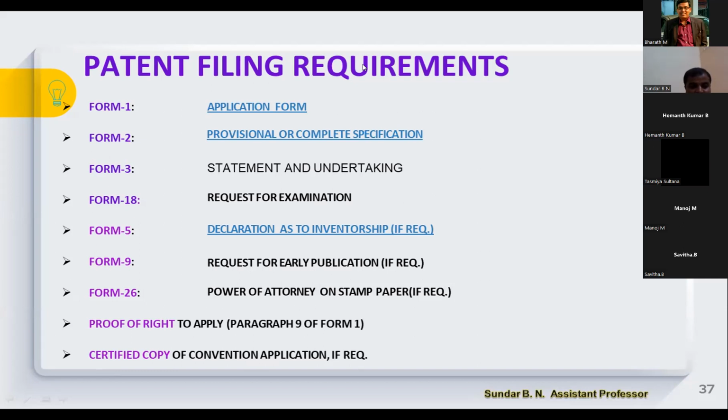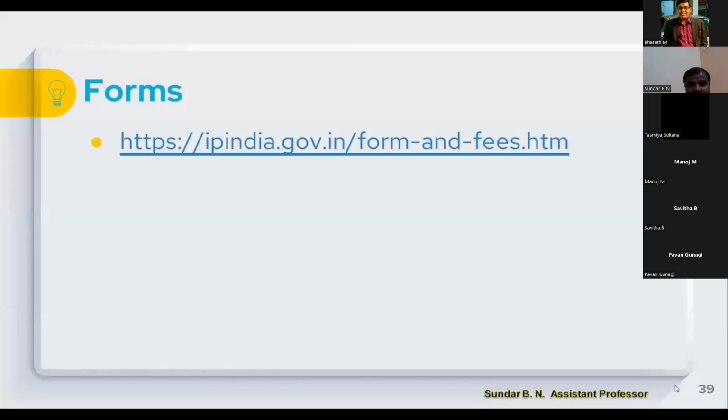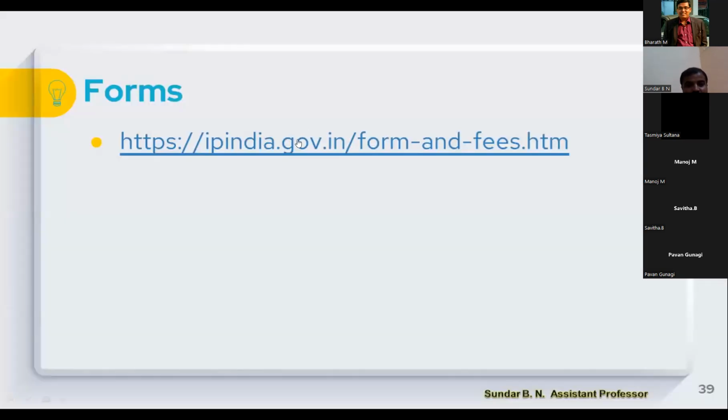Along with that, proof of right to apply you have to give in paragraph 9 of Form 1 only. Then a certified copy of the convention application. As I told you, different applications are there, so if it is a convention application or an ordinary application, based on that you need to give. Other documents are also there, which are applicable only in some cases. Now let us see how to file that.